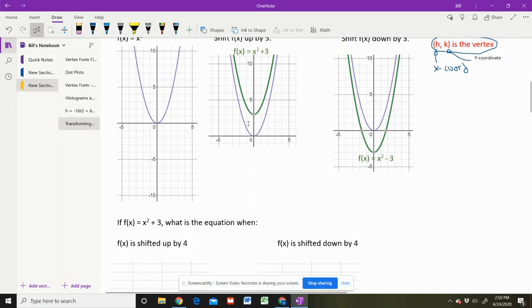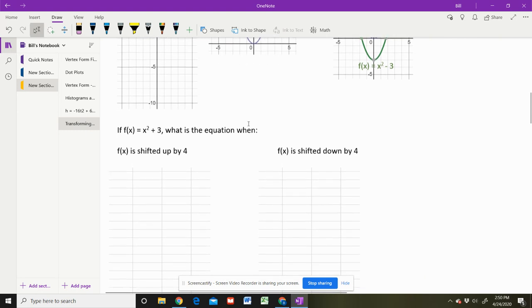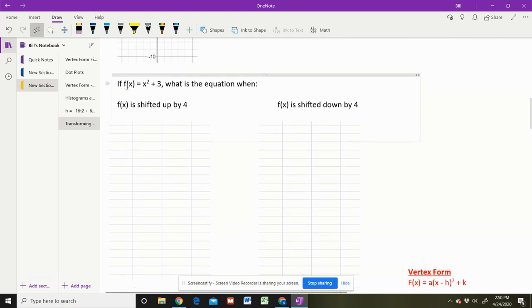So let's try one more. That's a little bit more to it, right? So if f of x is equal to x squared plus 3, what is the equation when f of x is shifted up by 4? So I want you guys to try that.